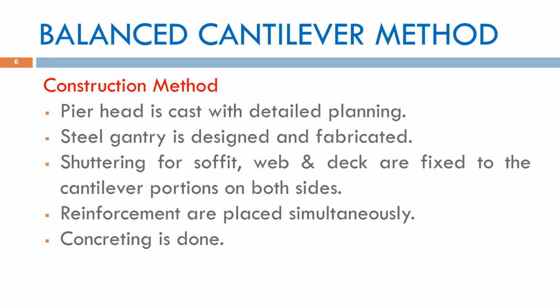The construction of a balanced cantilever bridge follows a systematic sequence to ensure safety and stability. First, the pier head, also called the pier table, is accurately constructed because it supports the entire cantilever system. Next, a steel gantry is fabricated and installed to carry construction equipment and materials. Formwork for the soffit, web, and deck slab is fixed on both cantilever arms. Reinforcement bars are then placed equally on both sides to maintain structural balance. Finally, concrete is poured and allowed to achieve the required strength before constructing the next segment. This sequence ensures safe and efficient bridge construction.